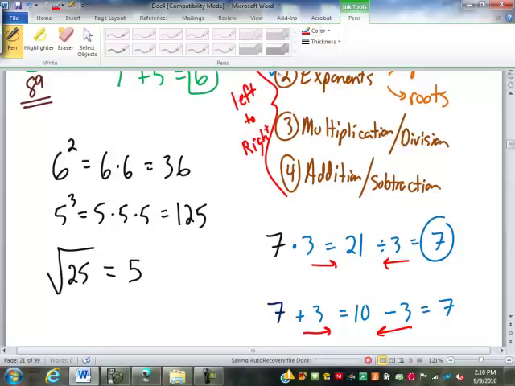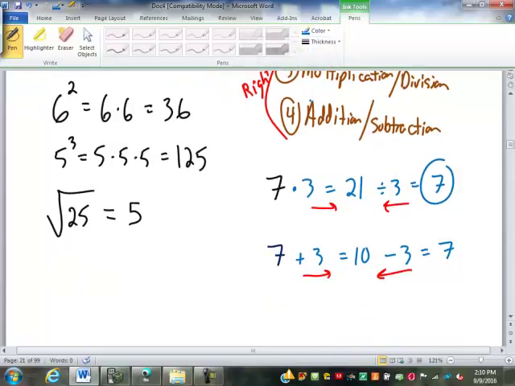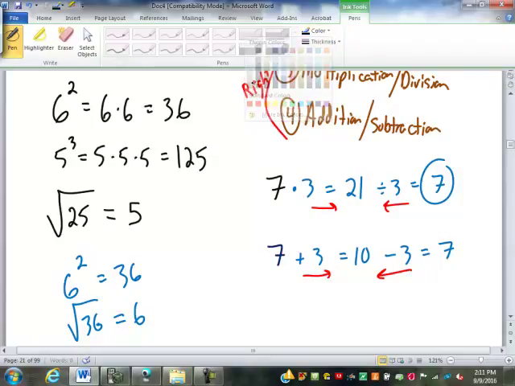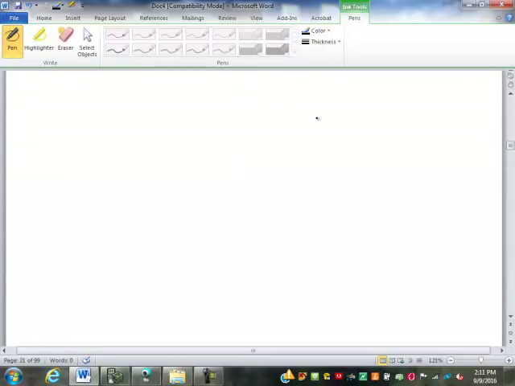Powers and roots work along the same lines. 6 squared is 36. The square root of 36 just reverses that and takes us back to 6. For now, that's all we really need to know about those roots. Let's take a look now at some a little bit more in-depth order of operations problems.